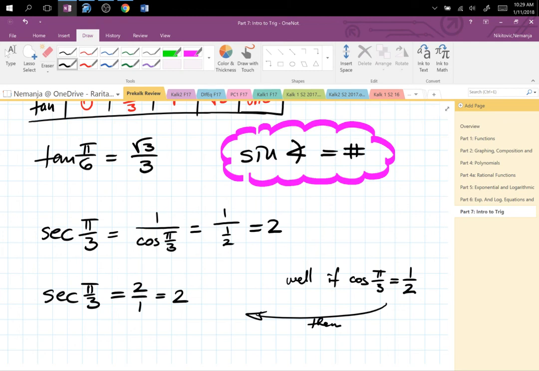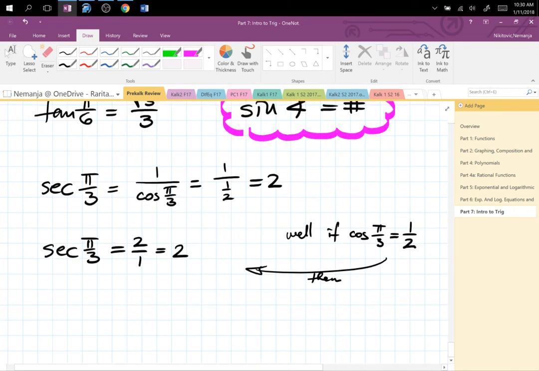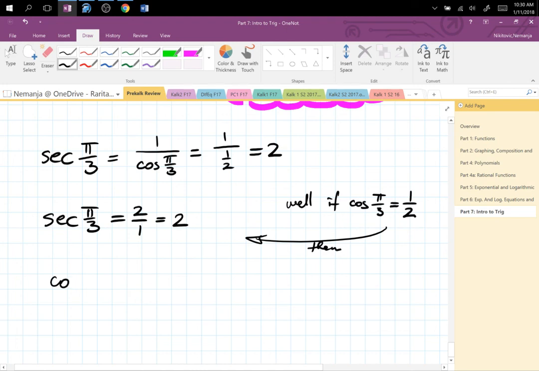Or you can just use common sense and say secant of pi over 3, well, secant is connected to cosine, so if cosine of pi over 3 is 1/2, the secant is a flip. Because remember, cosine is adjacent over hypotenuse. Secant is hypotenuse over adjacent. So you get to flip this thing. On that note, I'm going to ask you to figure out the cotangent of pi over 3. The cotangent of pi over 3. Today, while we're still young.